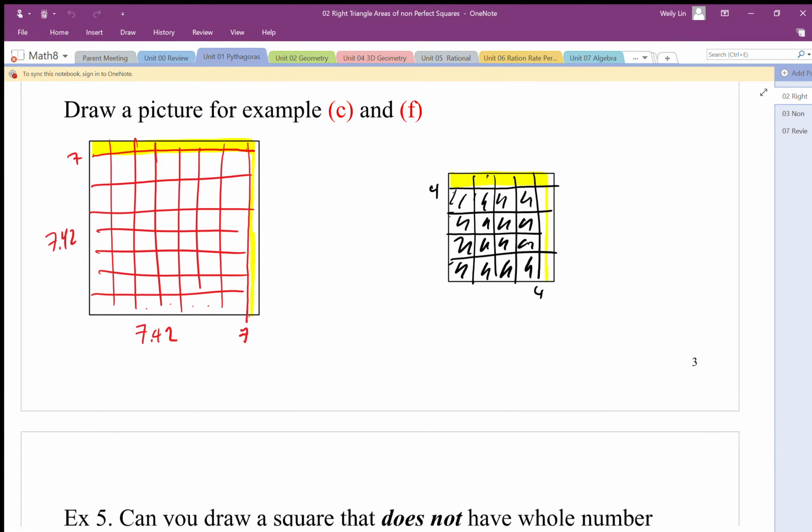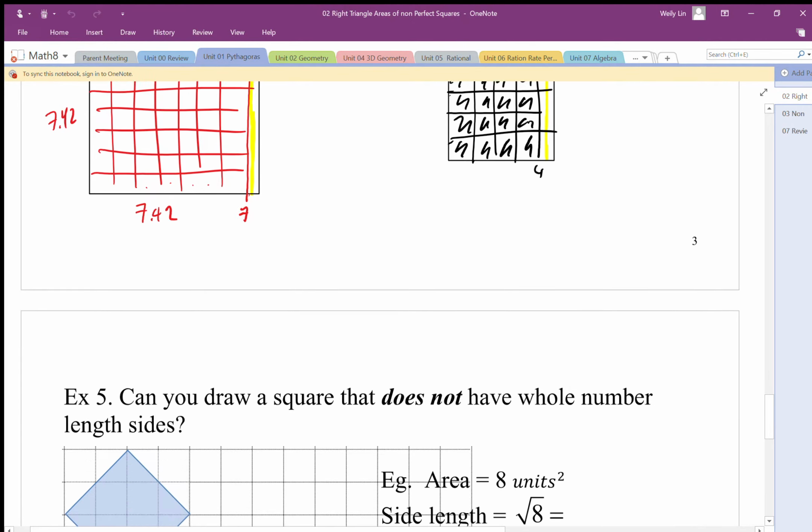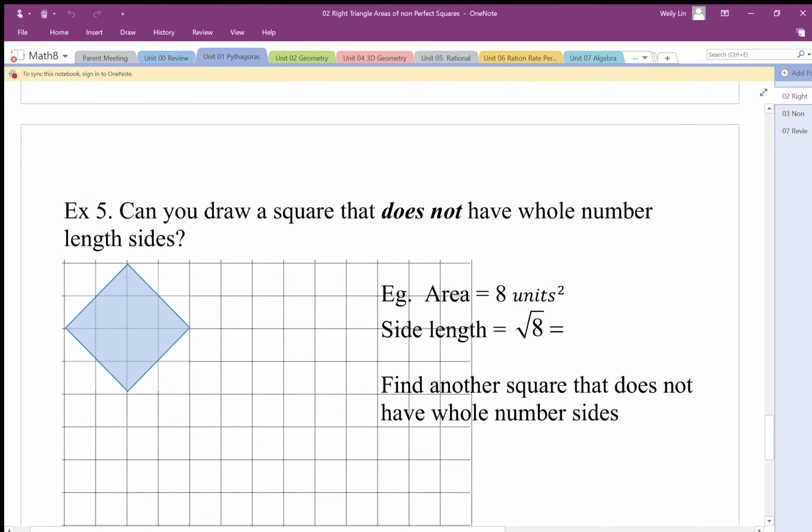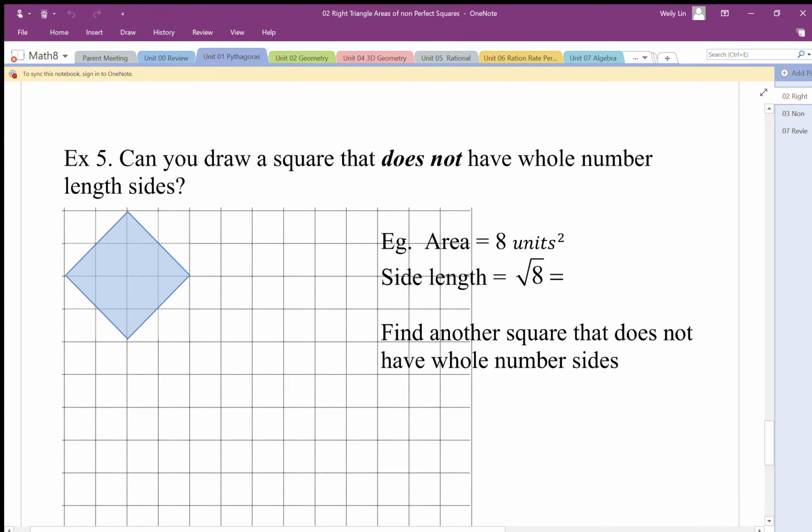So as you can see, it's really hard to draw these squares that are not perfect squares, that don't have these whole number side lengths. Okay, so it's hard to draw exactly 55 squares here. It's hard to draw exactly 18 squares here. But it is possible. Okay, so we're going to try that. So we can draw squares that don't have whole number side lengths.